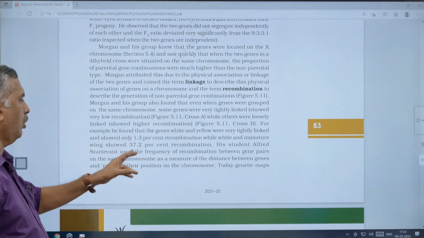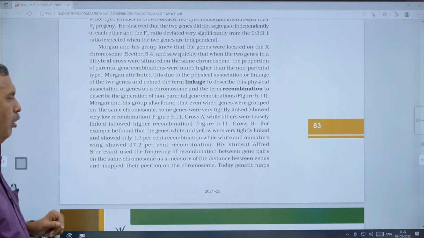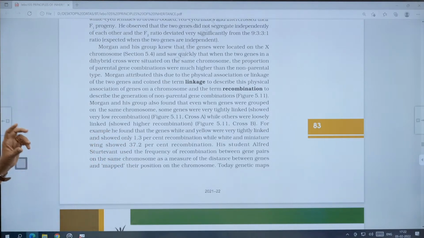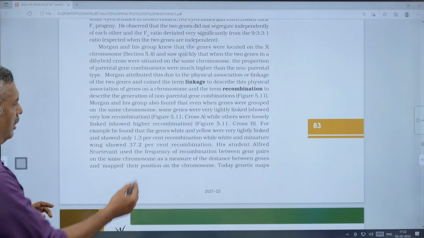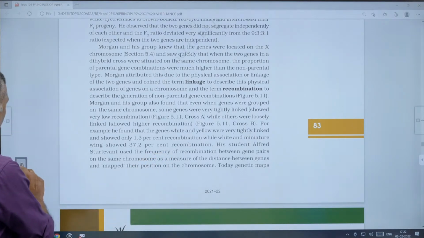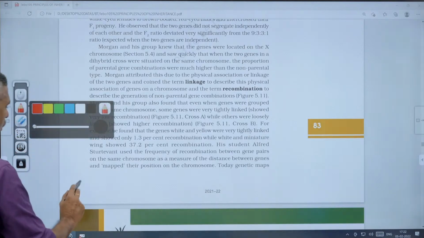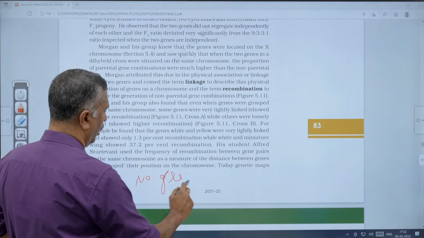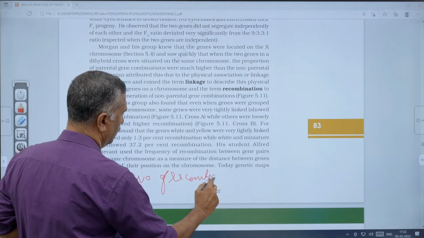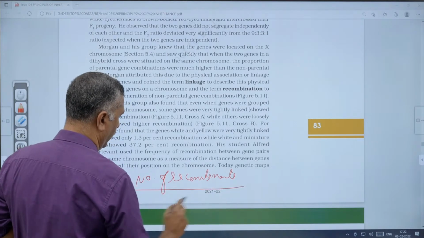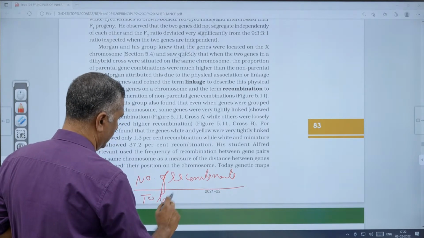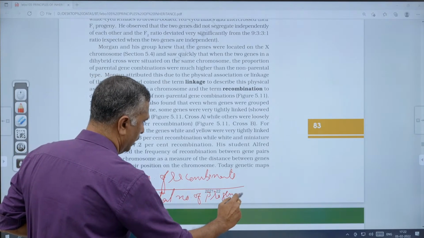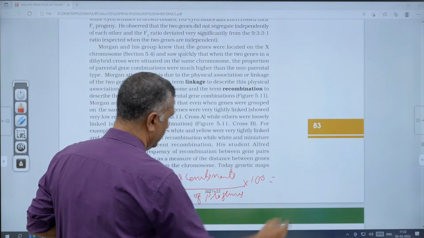How did he find out the recombination frequency? He conducted a test cross and found the recombination frequency. How do we find it? Recombination frequency is the number of recombinants, or non-parental forms, divided by the total number of progeny, multiplied by 100.